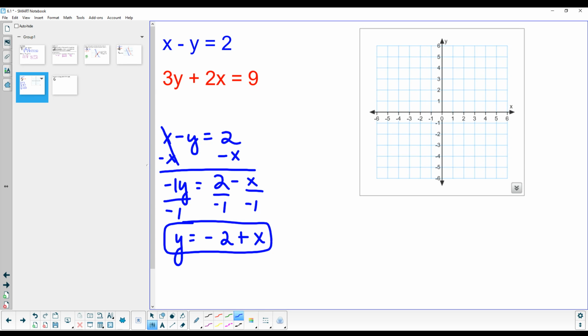Starting out, the number that's by itself, that negative 2, is going to be our y-intercept. My slope is the number in front of x, which in this case is a 1, or 1 over 1. So up 1 and to the right 1 as many times as I need to. Any questions about solving for that or how we graph that line?